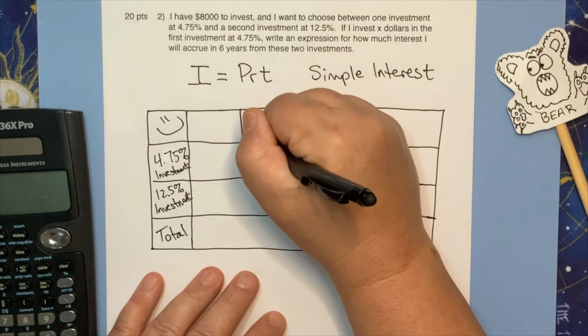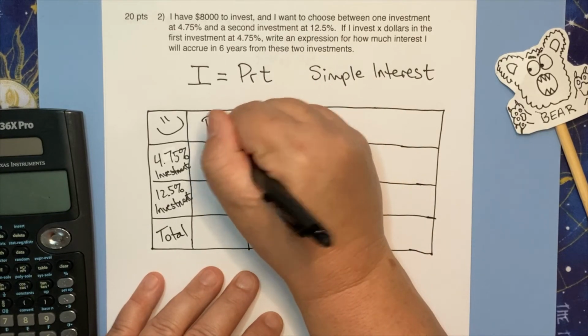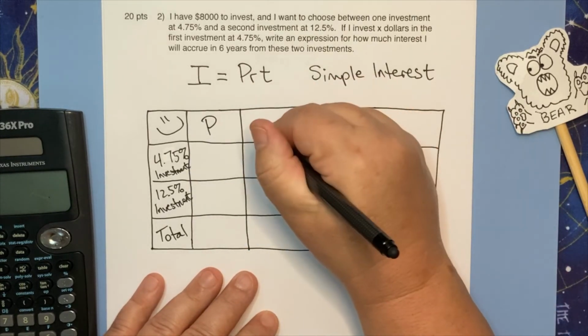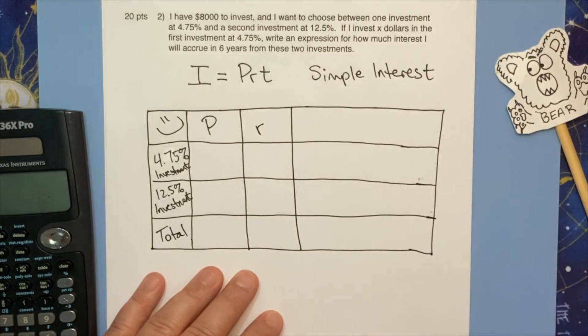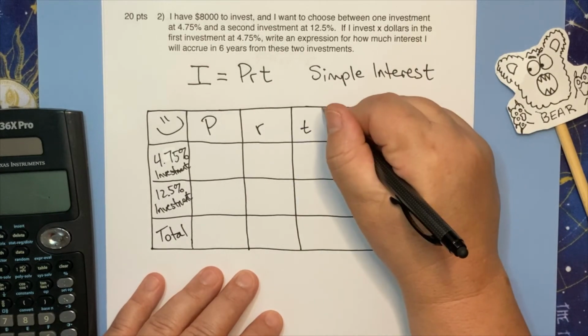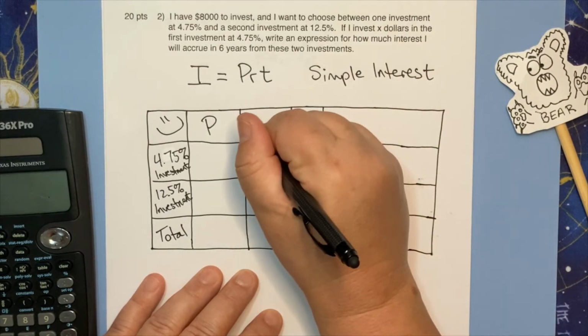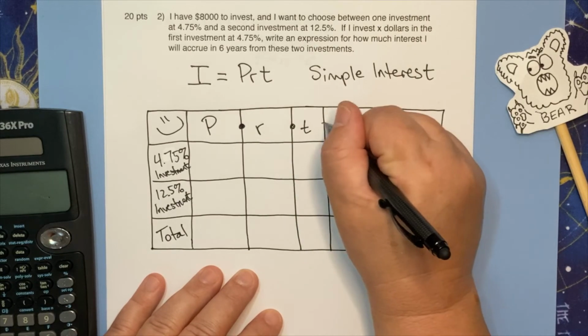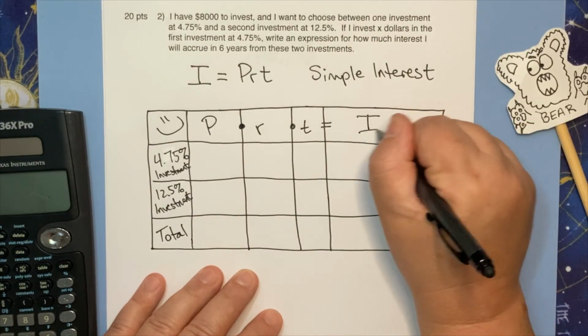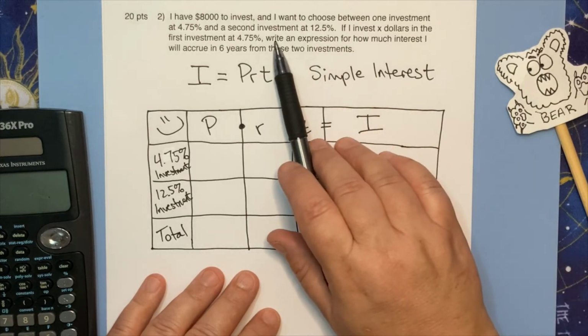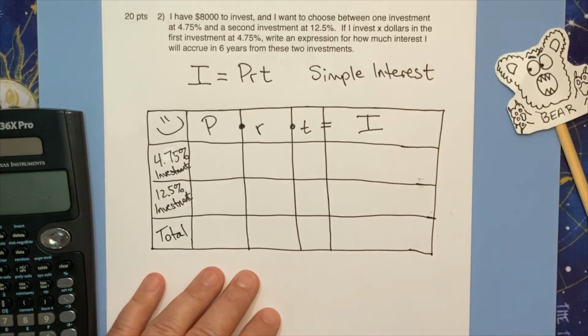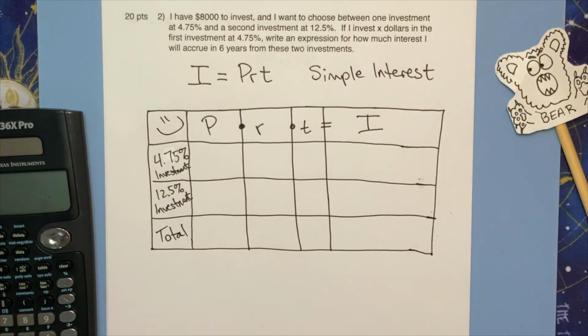I'm going to give myself a P column for principal. I'm going to give myself an R column for interest rate. I'm going to give myself a T column for time, and these are all going to be multiplied together, and then it's all going to be equal to I, the interest. So this is not going to give me the total amount I have. This is going to be just the interest I earn, and that's really going to be helpful because I want to find an expression for how much interest I will accrue, not the total amount, just the extra amount.